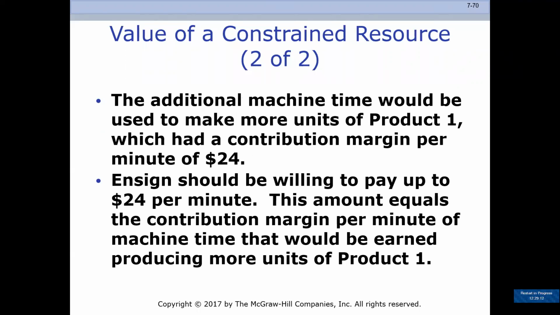The additional machine time would be used to make more units of product 1, which had a contribution margin of $24 a minute. Ensign should be willing to pay up to $24 a minute, so that would be the break-even point. Yeah, this amount equals a contribution margin per minute of machine time that would be earned producing more units of product 1. Why wouldn't they be producing product 2? Didn't we already determine that was more profitable? Why aren't we producing product 2?